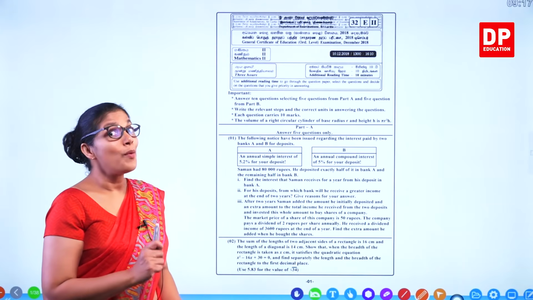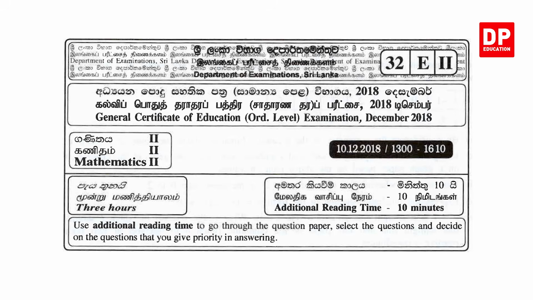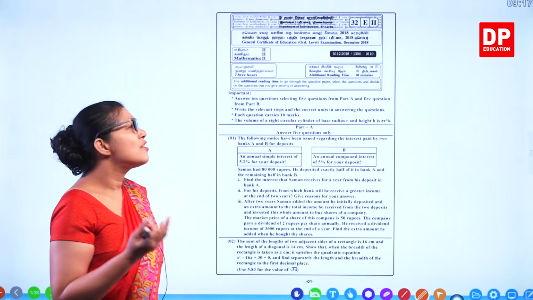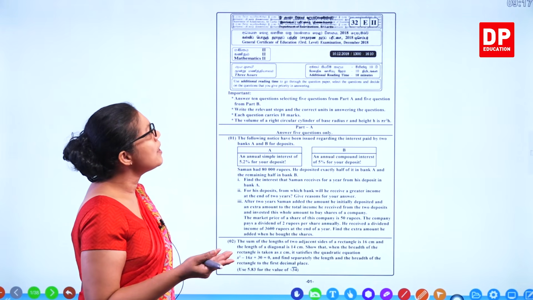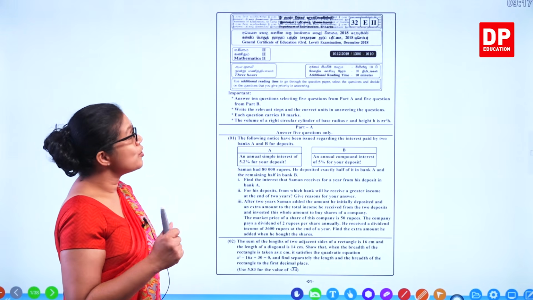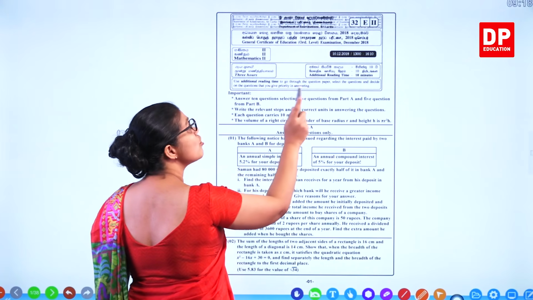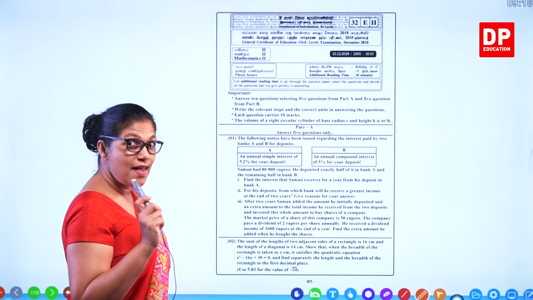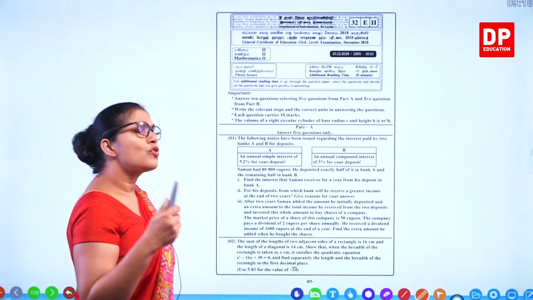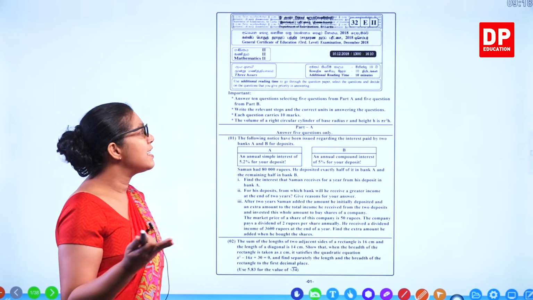Hello students, now we'll discuss paper 2 of the 2018 O-level examination paper. It says 32.E2, which means 32 is the mathematics paper number and English medium paper 2. When you read the first page, can you see additional reading time is given? That's 10 minutes. So what do you do during the additional reading time?